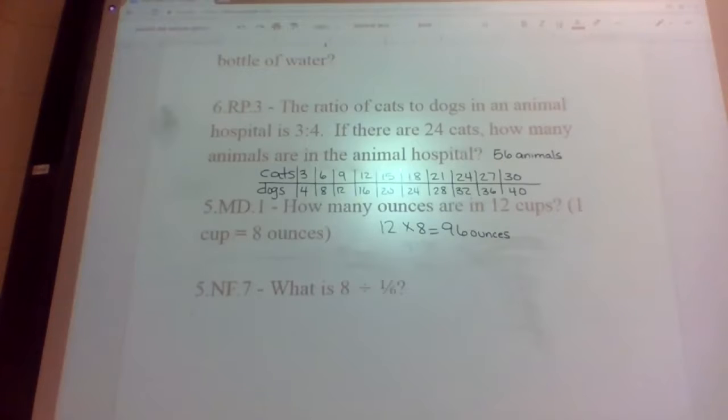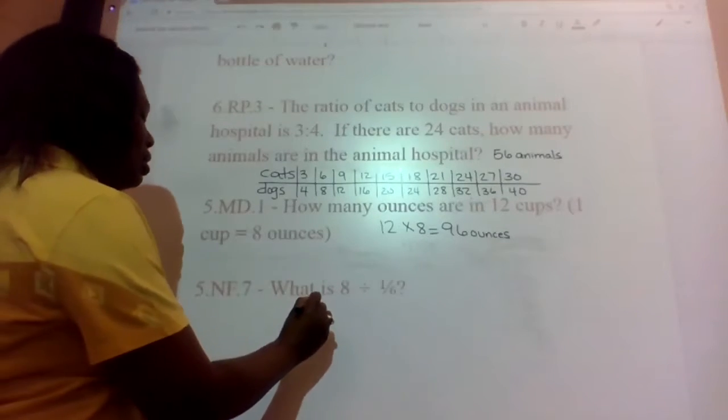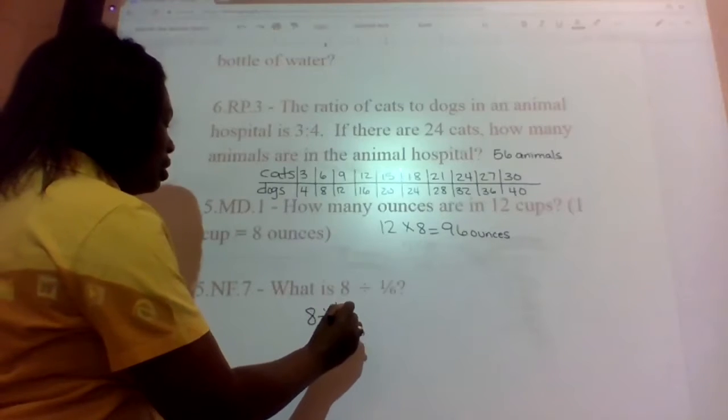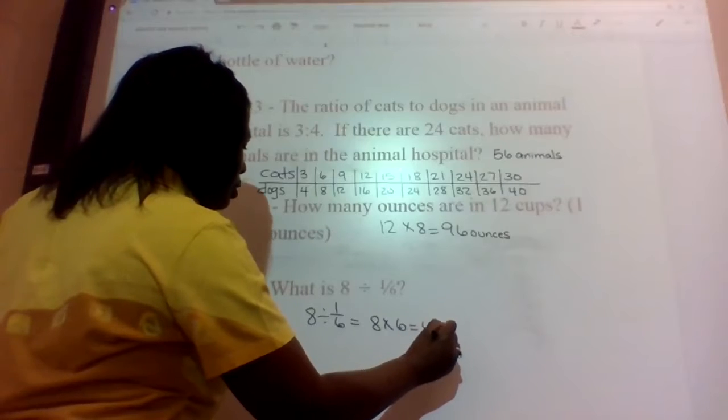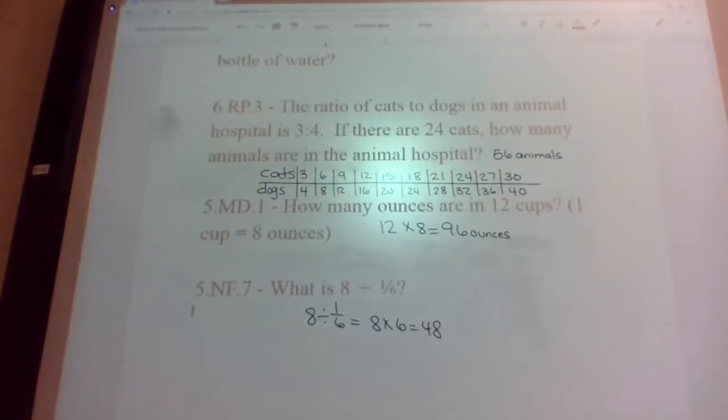We don't know. 8 divided by 1/6. This is 8 times 6, 48. You multiply 8 times 6. It's 48. Okay. 8 times 6, which is 48.